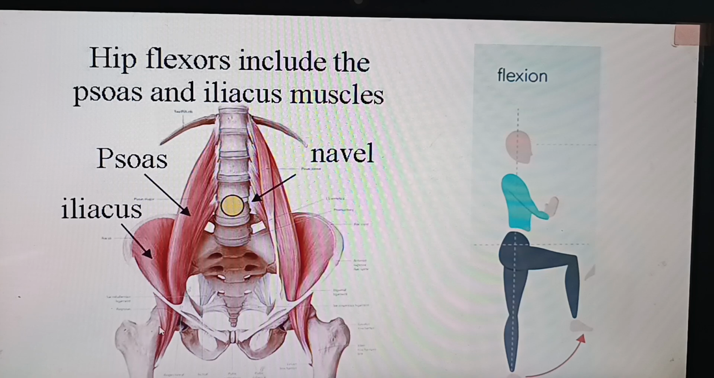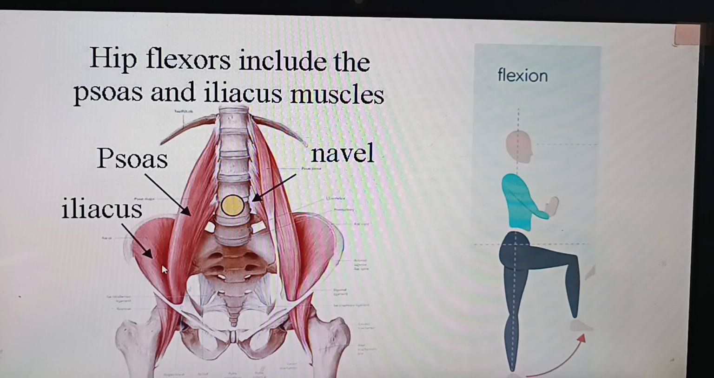It can also be appreciated here. Now, above this, you can see all the 5 lumbar vertebrae: 5, 4, 3, 2, and 1. Now, look at the muscles. That is the psoas major, which is arising from the lumbar vertebra, and iliacus, which is arising from the ilium.